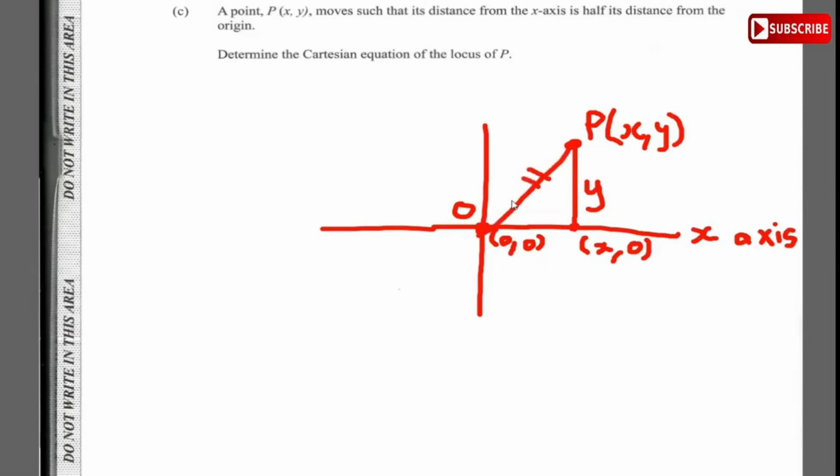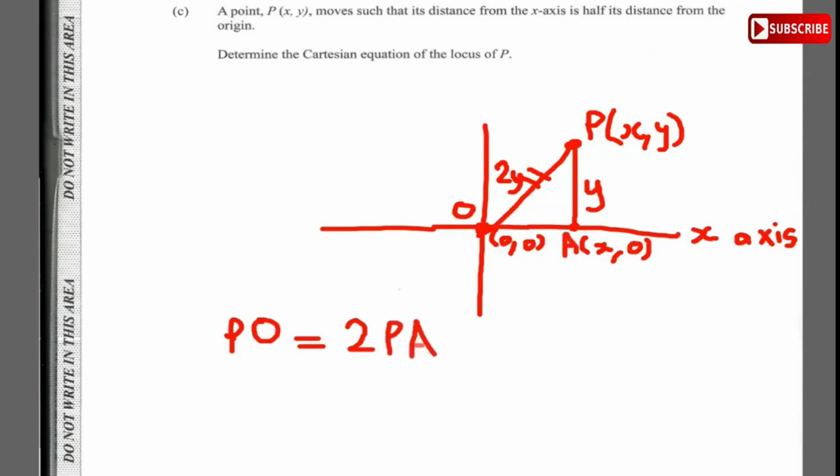So this distance is y, and so this distance is 2y. All right? And so hence, find the locus. Let's find the locus now. I have a good idea of what's going on. They tell us that the distance from the x-axis is half the distance from its origin. So they tell us that the distance PO is 2 times its distance from the origin. So let's call this point A just for reference. So PO is 2 times PA.